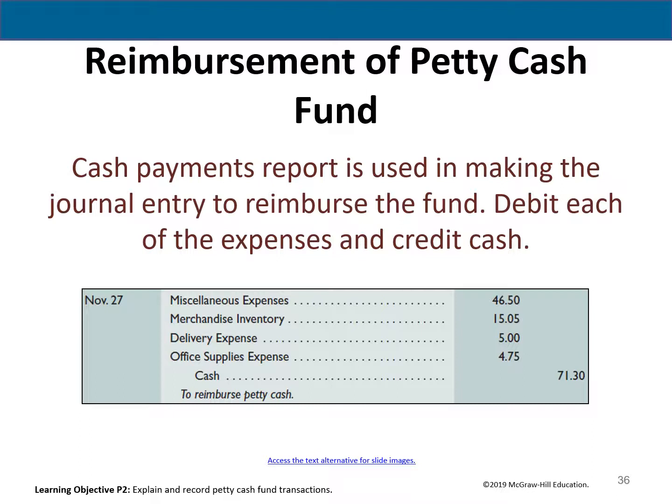The only time we will debit or credit the petty cash in the future is if we increase the amount of petty cash from 75, say, to 125, or we decrease it. That's it.